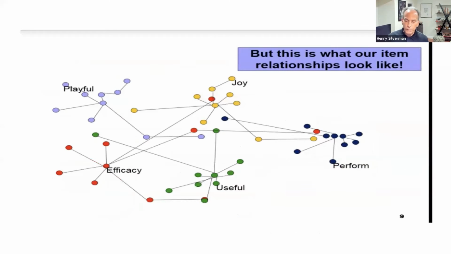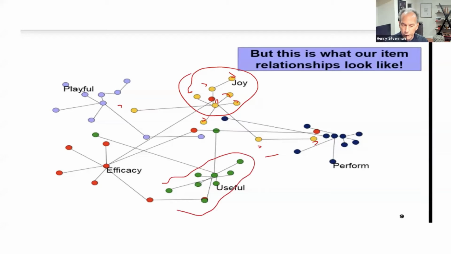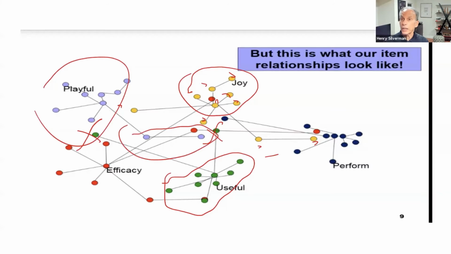So for example, we see here that to measure the construct joy, which is represented by the yellow dots, we see that some of the questions don't seem to be related to the other questions. Same thing with usefulness. We see a lot of questions that are highly correlated with each other, but some are not. The same thing with playfulness. We have these outliers.